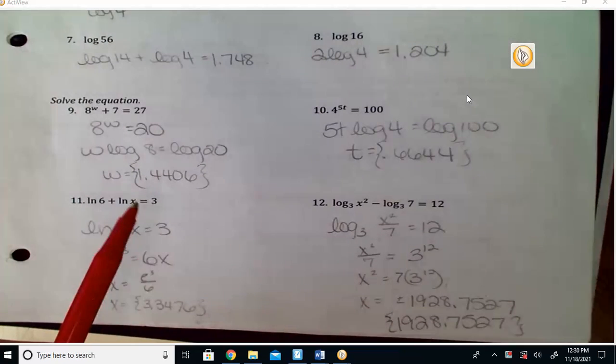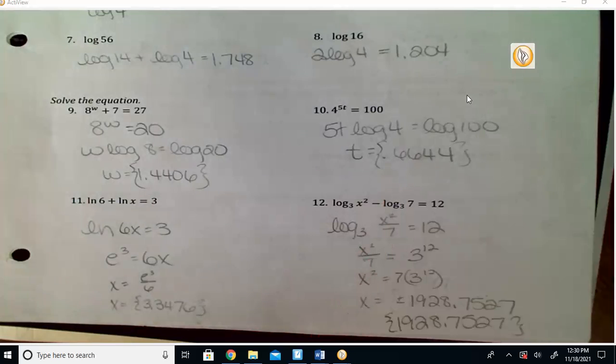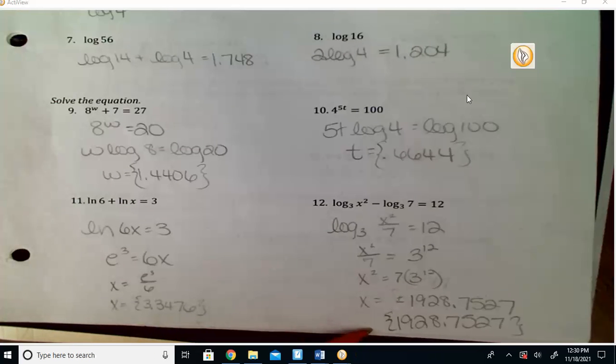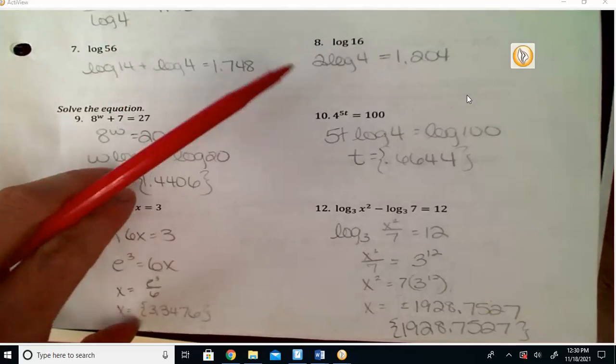Number 9, 1.4404, 10, 0.6644, 11, 3.3476, 12, 1,928.7527. Sorry, I obviously made up that problem. It was not pretty.